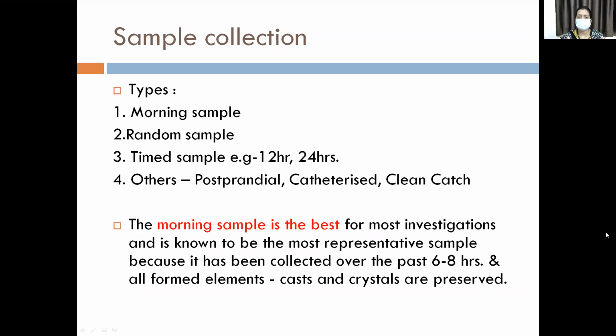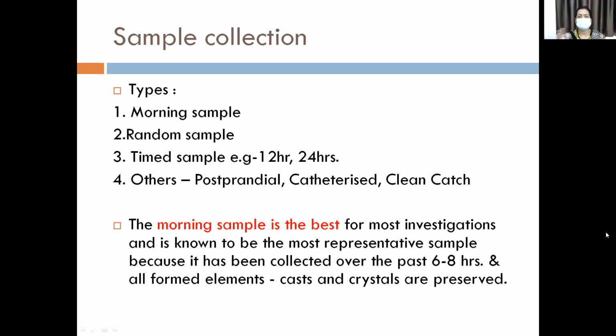But if you want to check a clean catch, you do not want any other organism to be present, which are usually normal common cells. So what do you do? For males, you take soap and water, clean the glans penis, and then collect the urine after thorough washing.